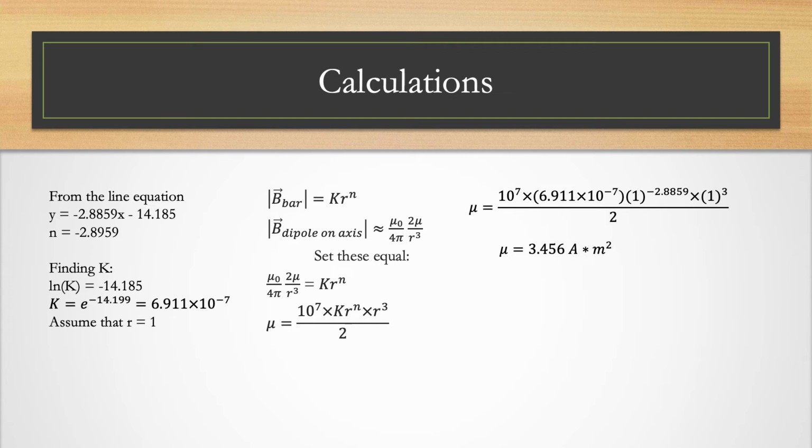Next, I found an expression for mu. To do this, I used both Biot-Savart laws and simply set them equal to each other. In doing so, I found that mu is simply equal to 10 to the 7th power times k times r to the nth power times r cubed divided by 2. After plugging in my known values, the answer that I got is 3.456 amps times meters squared.